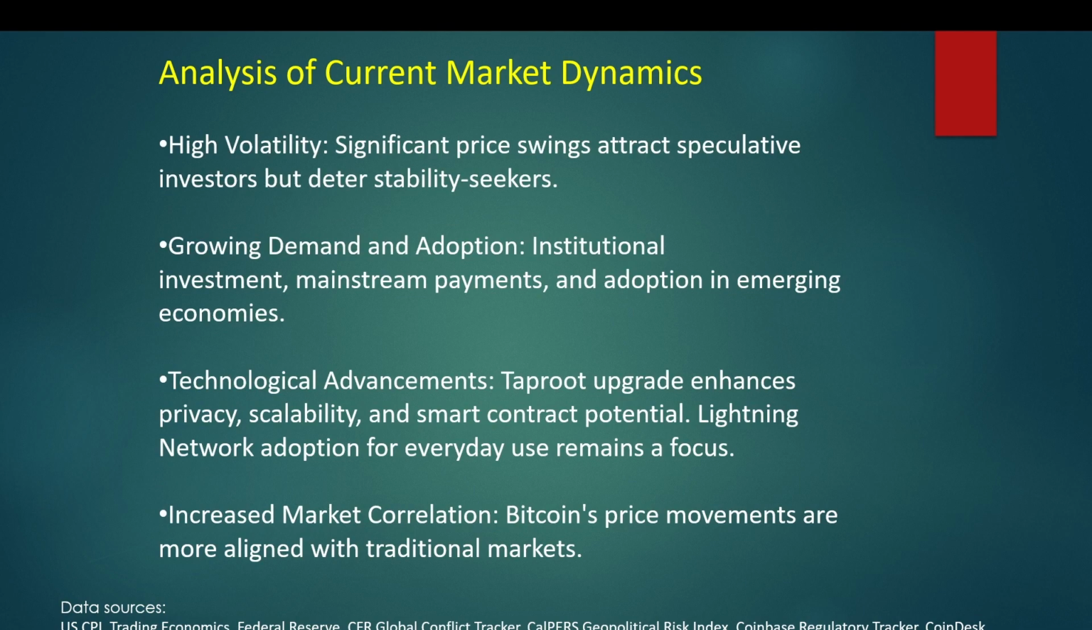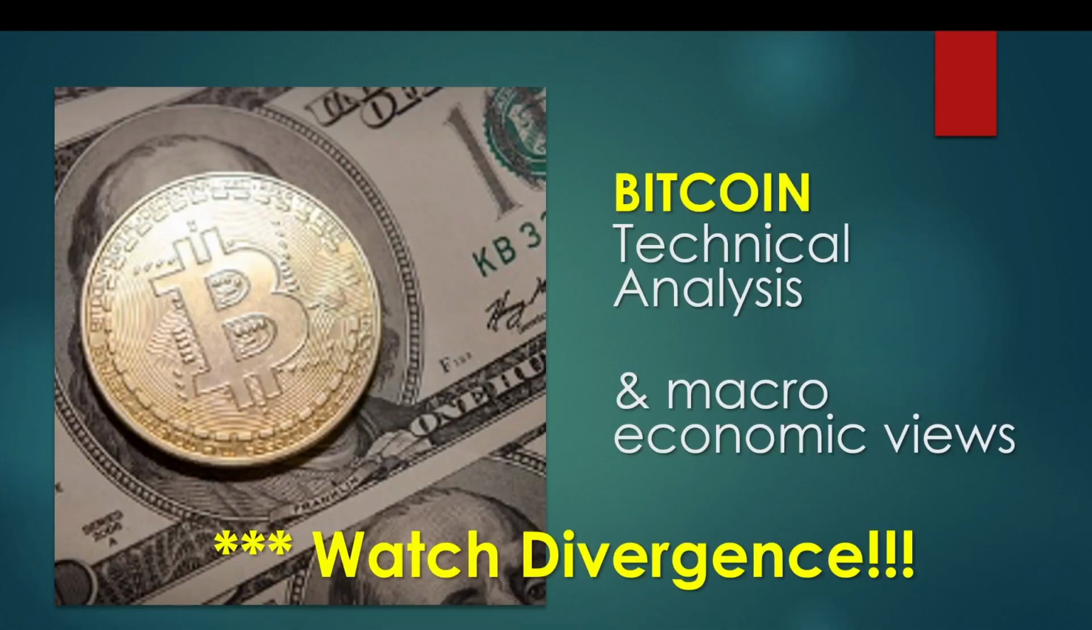Also, in terms of market dynamics, look at volatility, growing demand and adoption of Bitcoin, and also the technological advancement in various areas from that side of it, as well as the market correlation with price movements. So again, just be mindful of those bearish divergences we've identified, and consider any macroeconomic viewpoints as you potentially want to invest in Bitcoin.